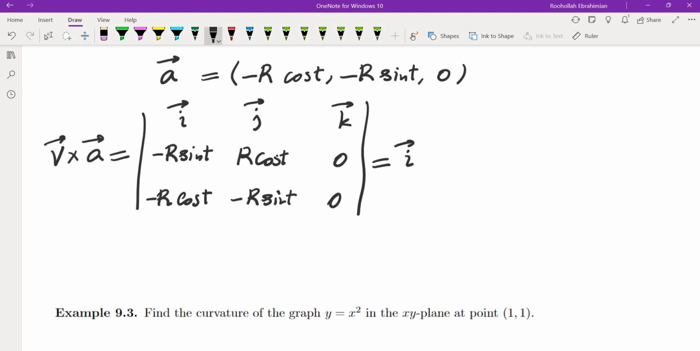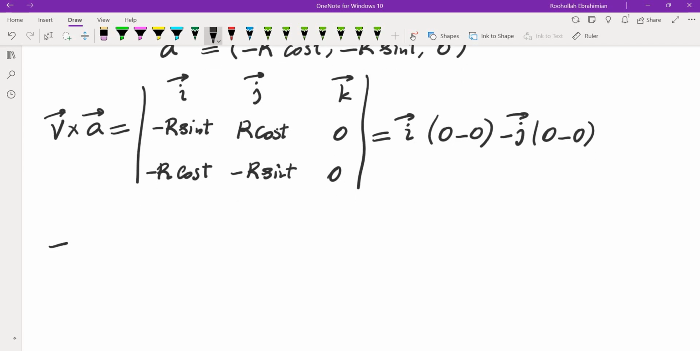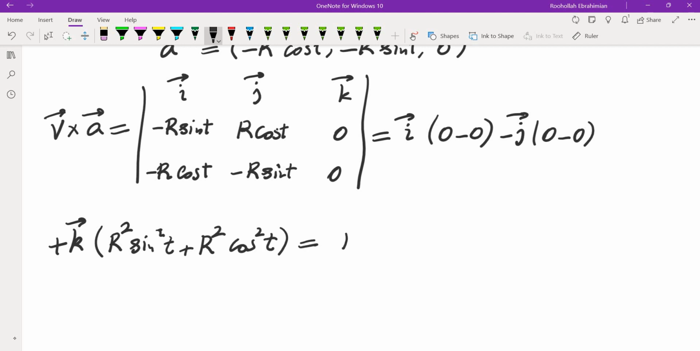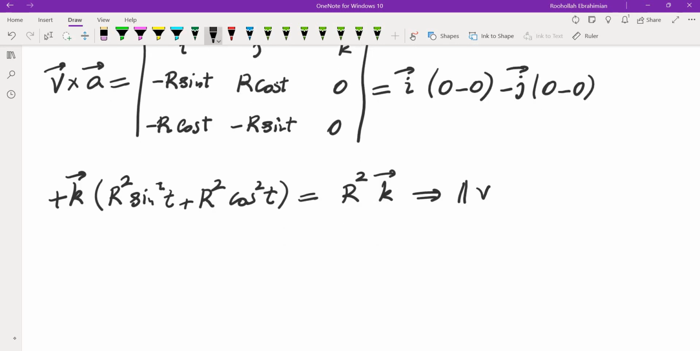So let's expand along the first row. We get i times 0 minus 0, minus j times, so again we get 0 minus 0, plus k times r squared sine squared t plus r squared cosine squared t, which is r squared k. So next we're going to have to take the magnitude of this. So magnitude of v cross a is going to be square root of r to the fourth, which is r squared. Now we'll have to divide that by magnitude of v cubed.